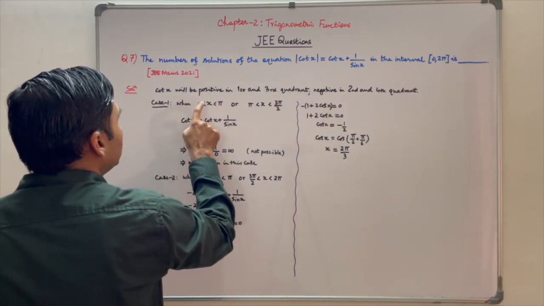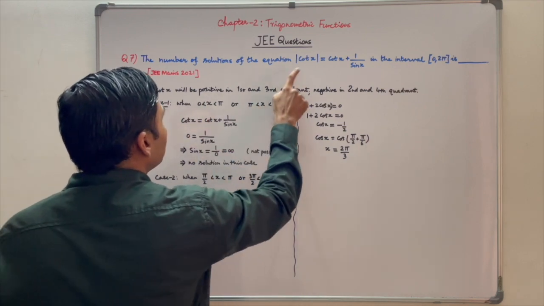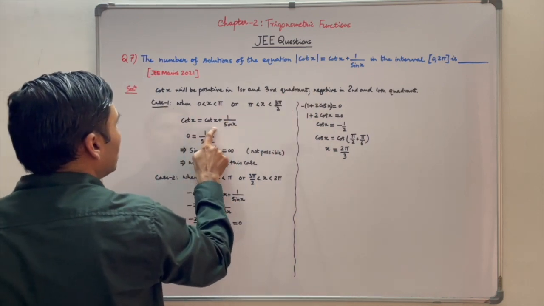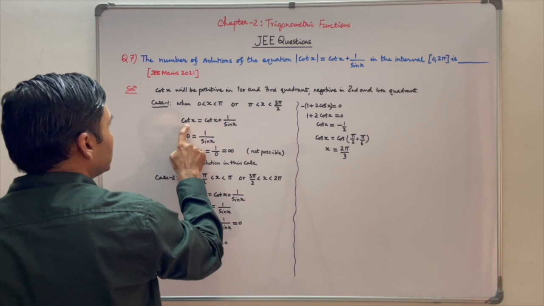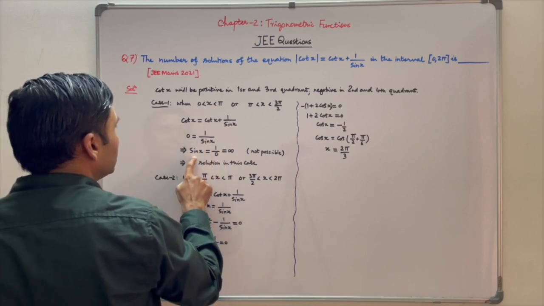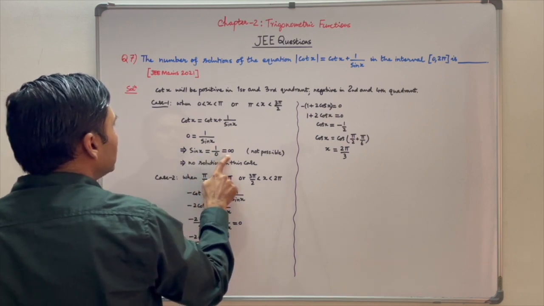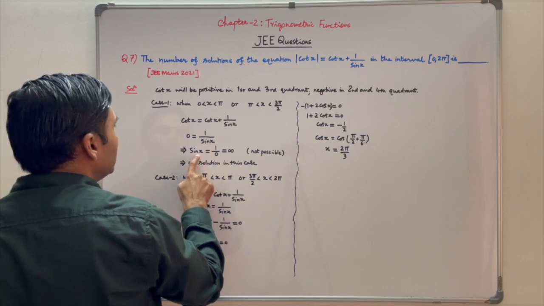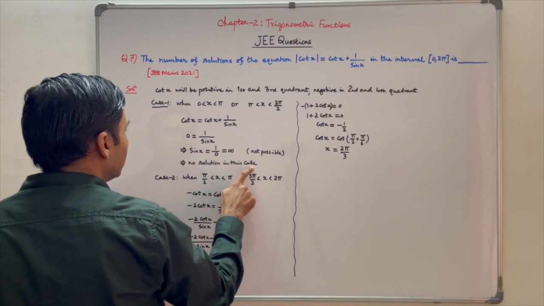Case 1: when x is in the first quadrant or the third quadrant, then |cot x| is equal to cot x. So cot x = cot x + 1/sin x. Cot x gets cancelled, so 0 = 1/sin x, or sin x = 1/0, which is infinity. This is not possible as the maximum value of sin is 1. So no solution in this case.